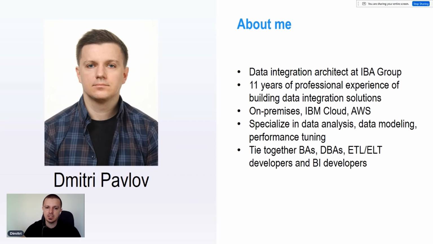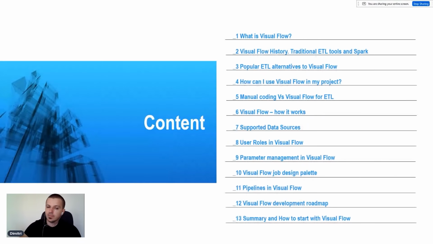IBA Group's data integration department has substantial experience with traditional ETL tools such as IBM DataStage and Pentaho. And some time ago, we started delving into the big data territory, which led us to the idea of creating a tool that would apply our ETL UI experience to Apache Spark development. So today, I'll be telling you about a product called Visual Flow, powered by Apache Spark.